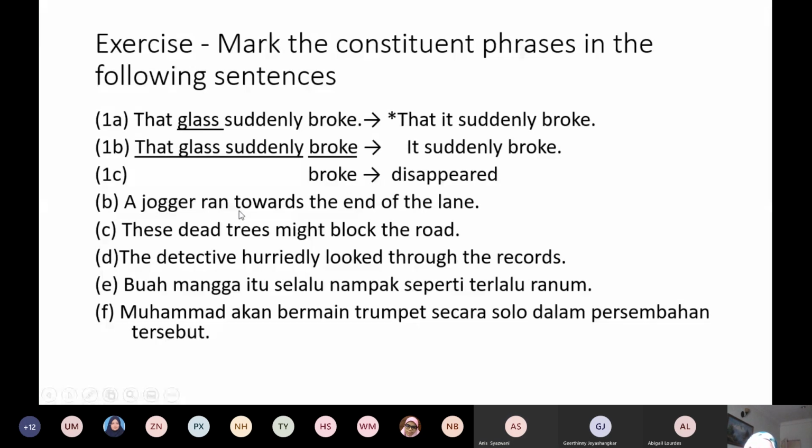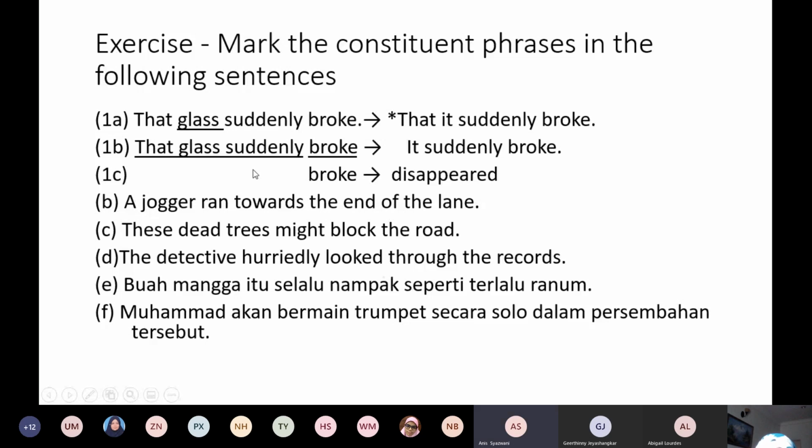So right now it's just towards the end of the lane, and then another one is the end, and then the other one is of the lane. Do you agree with me? Nampak tak? A jogger is a noun phrase.